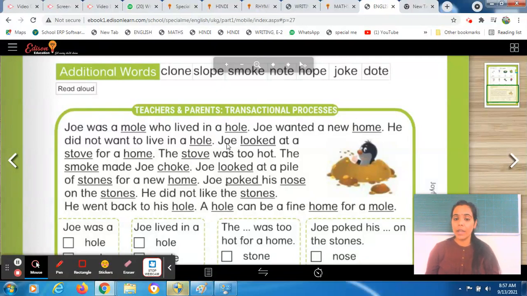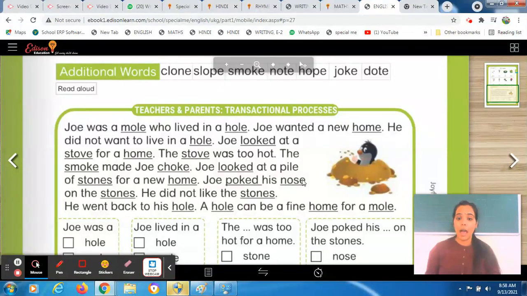Okay, so Joey looked at a stove. What did he see? Joey looked at a stove. He saw a stove. What is a stove? Where we cook food, right? So he looked at a stove for a home. He looked toward the stove and found that this could be his new home. But we use a stove for cooking. That's very hot, no? So the stove was too hot. When he went there, he found that the stove was too hot.